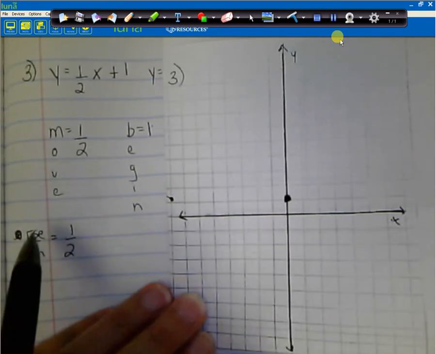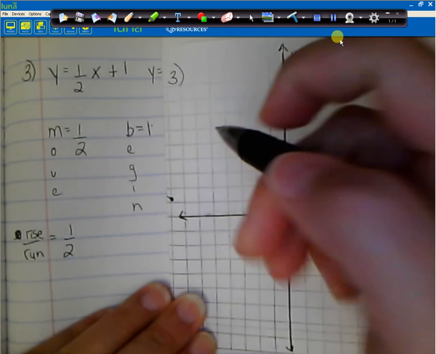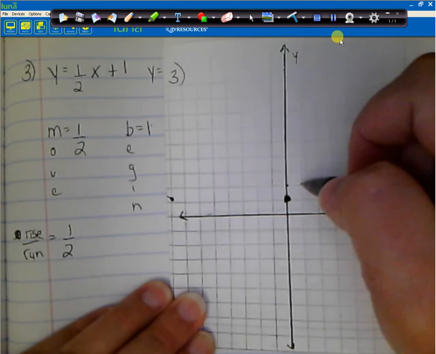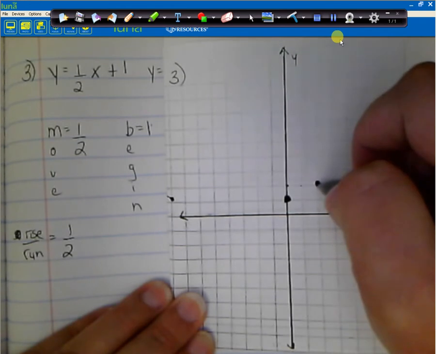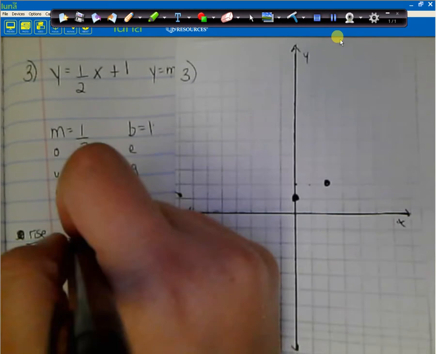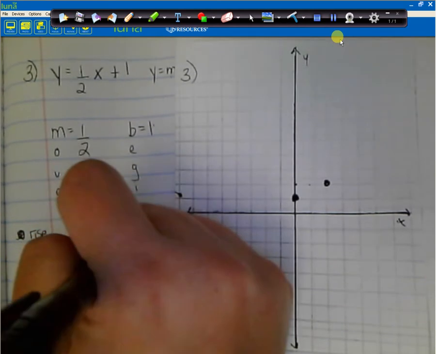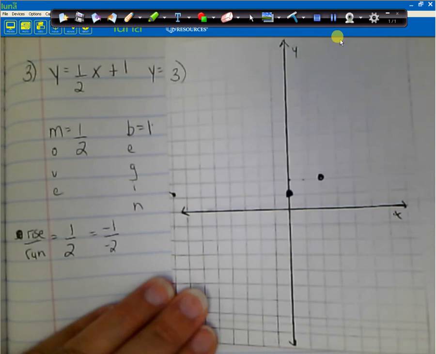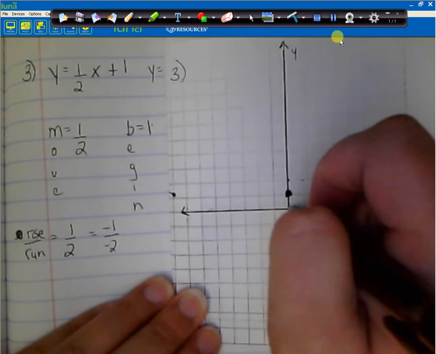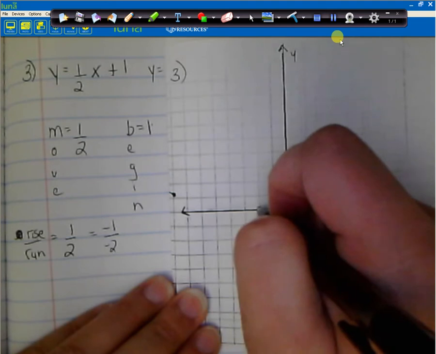So it's going to tell me to rise 1 and run 2. Since it's a positive 1, I'm going to go up 1. Since it's a positive 2, I'm going to go right 2, and I'm going to put another dot. And then again, I can rewrite this as negative 1 over negative 2 to get my other point, because 2 negatives make a positive. And negative 1 tells me to go down 1, and negative 2 tells me to go left 2.